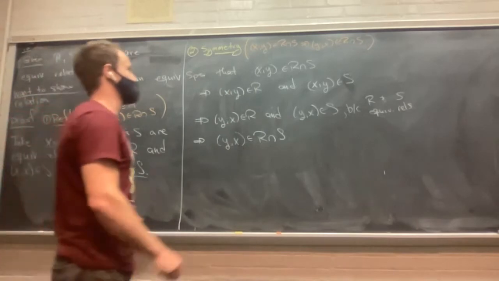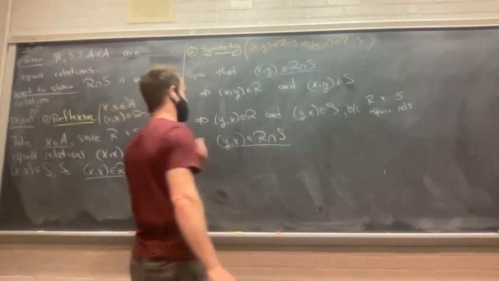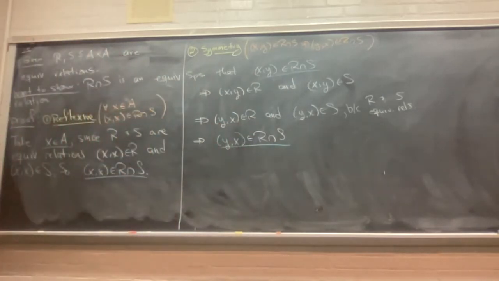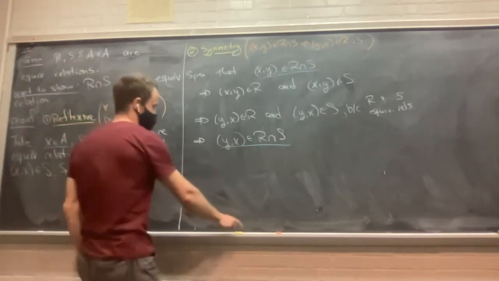Now let's look at what we did. We started with (x, y) in R intersect S, and we ended with (y, x) in R intersect S, and that's what we need for symmetry, right? Okay. So let's look at transitivity.